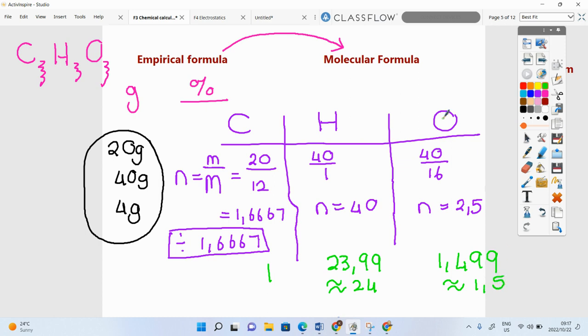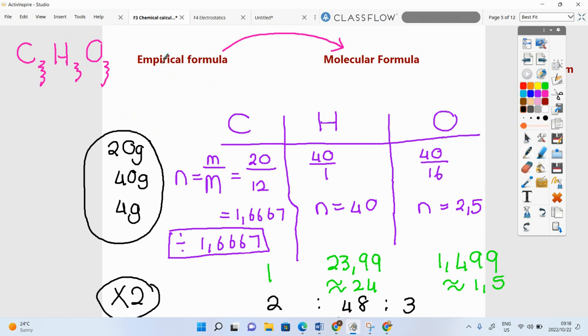But can I have half an oxygen atom? No. So when I end up with a half, you need to realize that I need to take all of them and multiply by 2 so that I can get a whole number. So this is actually going to be 2 to 48 to 3. Everyone still with me? All right, now I have my empirical formula. So my empirical formula is going to be C2H48O3. I don't know if that substance exists, but it's just an example.